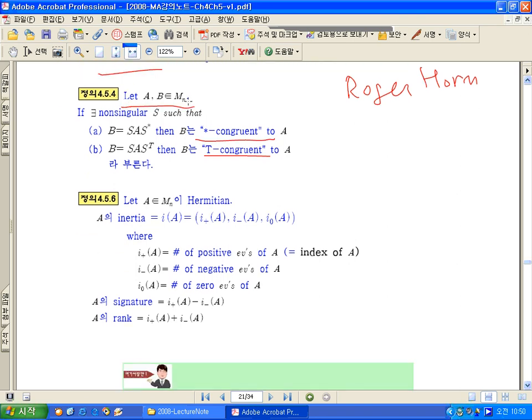Let A and B be n by n complex matrices, and suppose there exists a non-singular matrix S such that B is equal to S A S star. Then we say B is star congruent to A. Okay? Star congruent. If B is equal to S A S transpose, then we call B T congruent to A. Okay? This is a generalization of the similarity that you have learned.